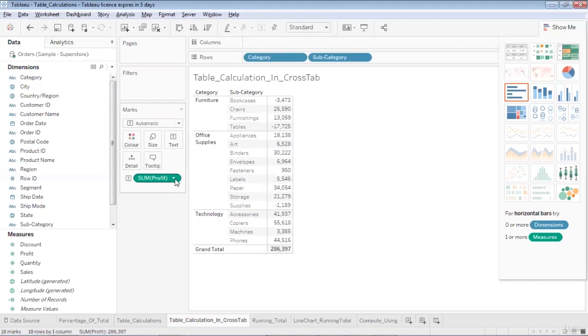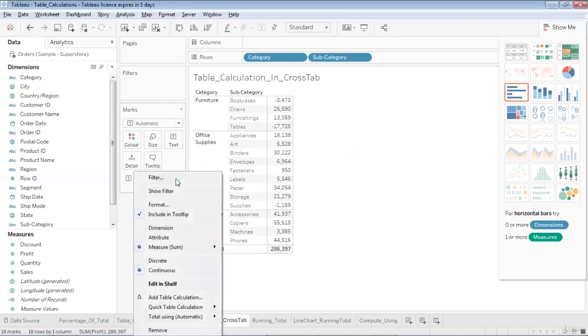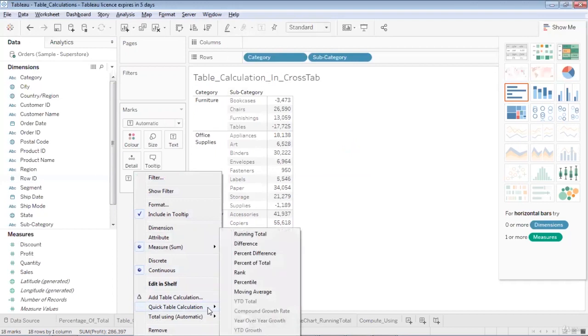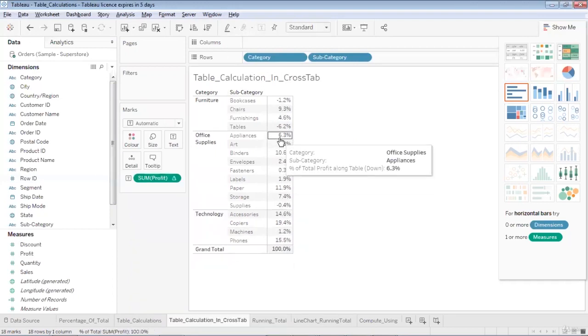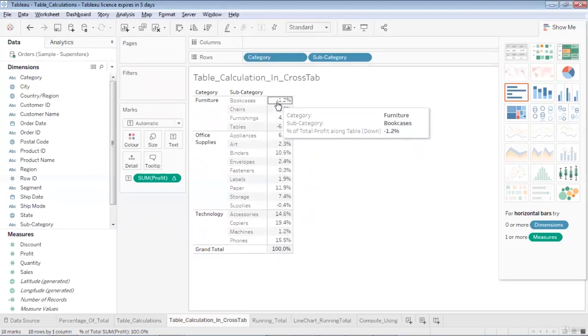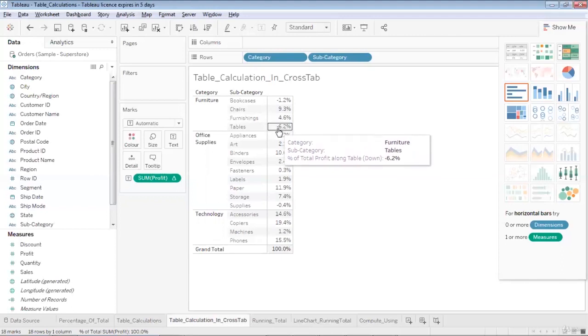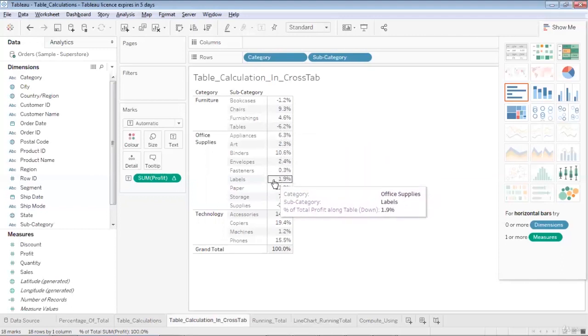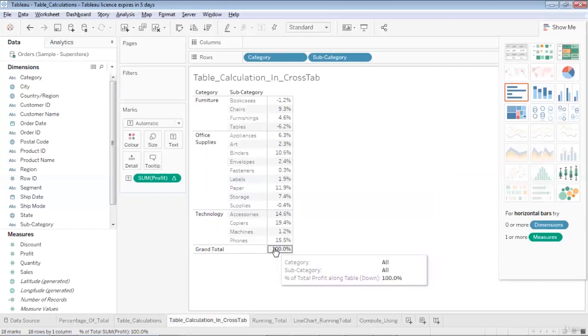So what I'll do, I'll go into sum of profit, click on the drop down, go to quick table calculation and say show it to me as percentage of total. So it's showing me as percentage of total over here. I am getting the percentage of profit contributed by each subcategory in the total profit, and the highest profit is being contributed by copiers, and the minimum profit, or I should say the losses, are coming from tables and bookcases and also supplies.